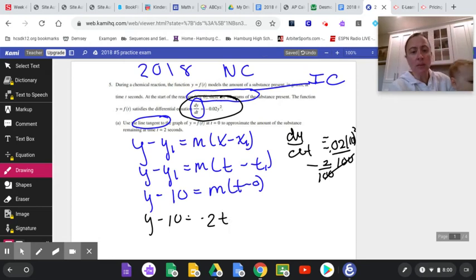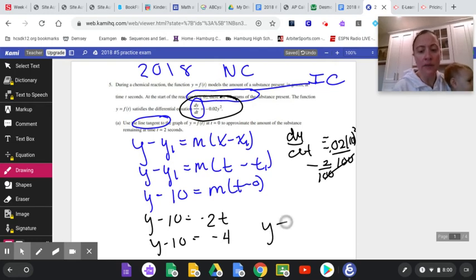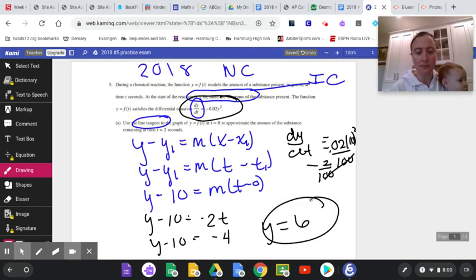And now I just have to approximate at time t equals 2. So I've got y minus 10 equals, that's a negative 4. Add that over, I've got y equals 6. All right, scrolling on here.